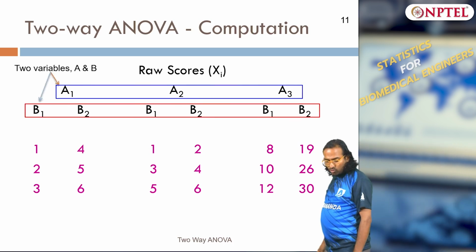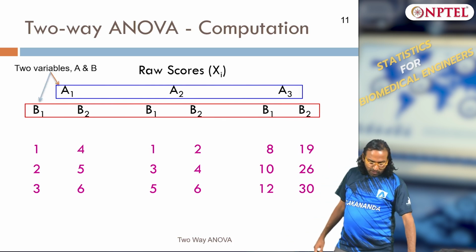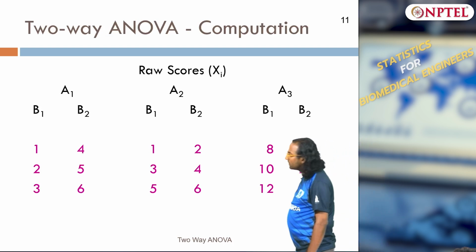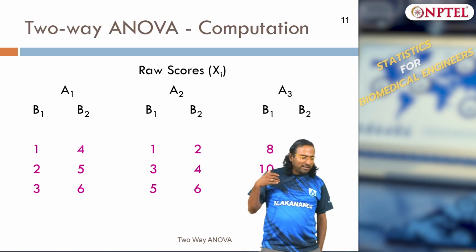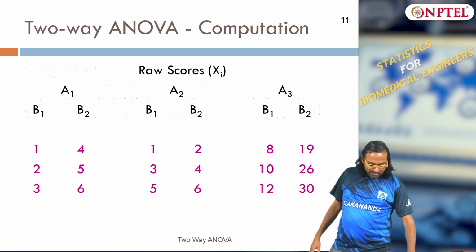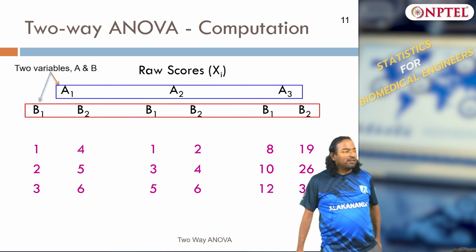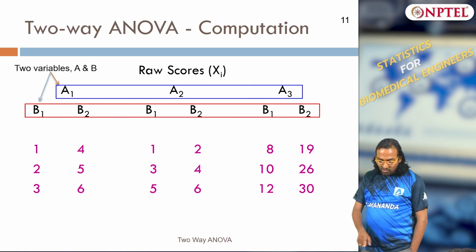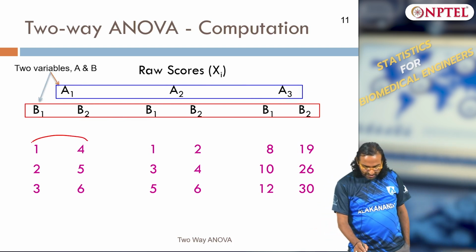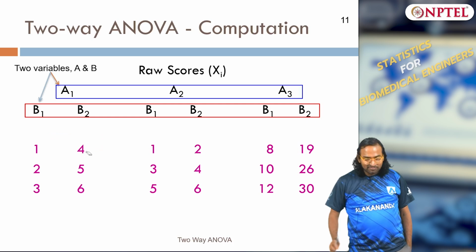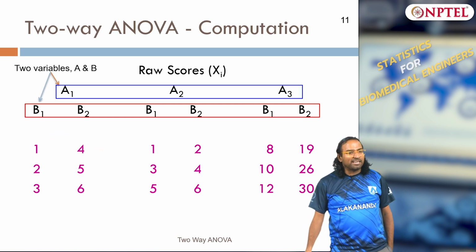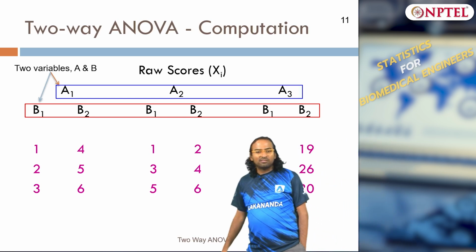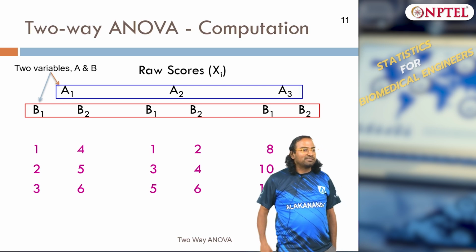So now 2 variables. How did I do the factorial experiments? Look at this, for A1 I had B1, B2, all combinations. How many replications are there here? Did I even replicate the experiment or did I not? Did I do repetitions or no? How many repetitions? 3 repetitions.